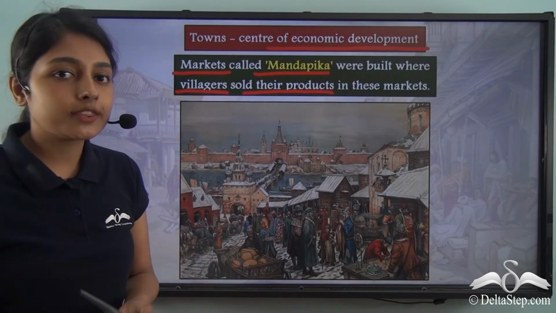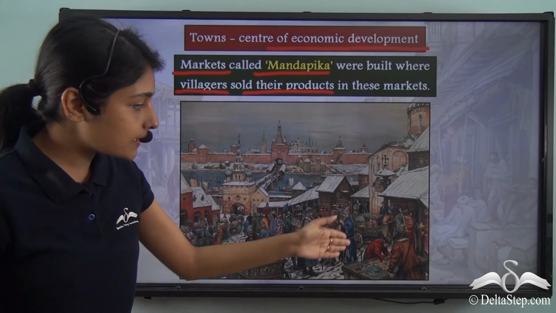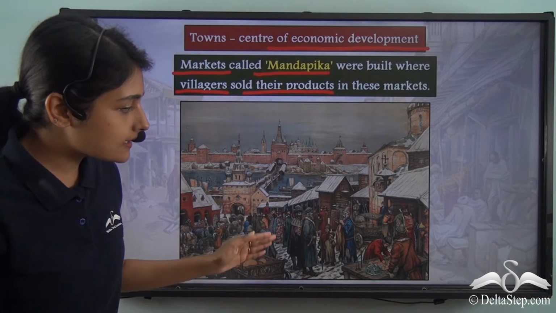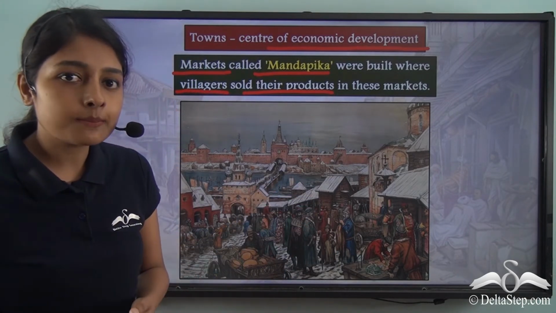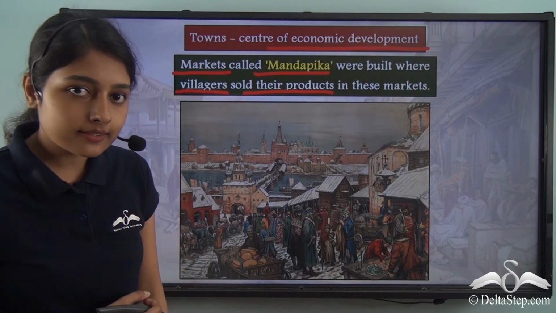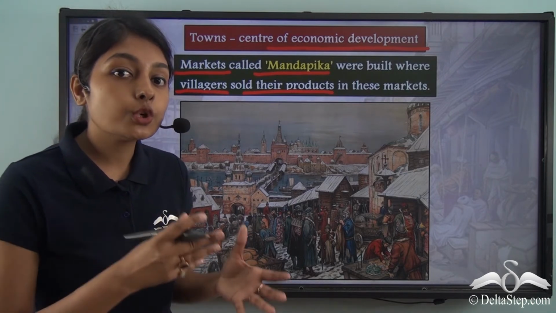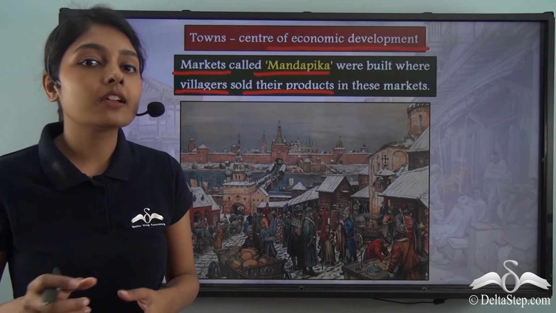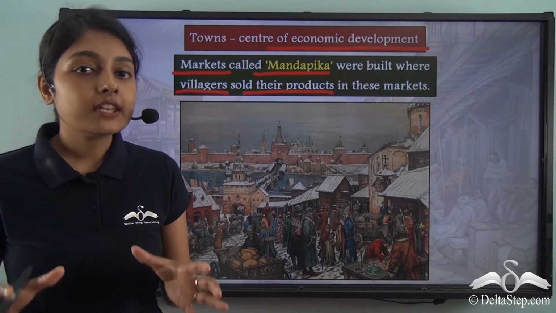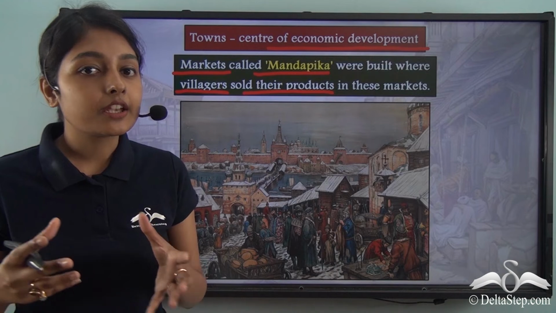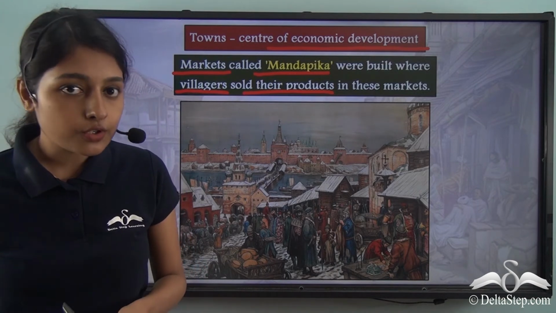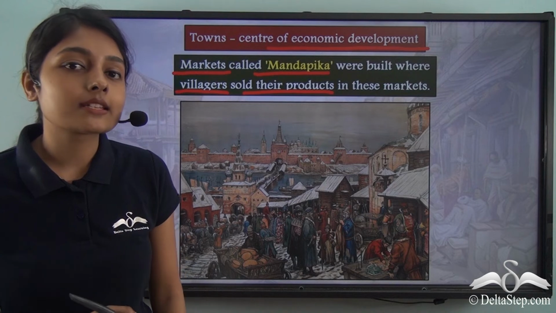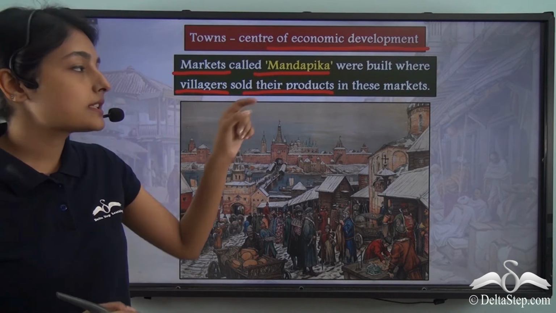Now zoom in on this illustration. What do you see? Roughly this shows you a marketplace, and in this marketplace many people have come to sell their own products, and many people have come to buy those products. So this is a place where selling and buying of things take place. Whenever people are staying somewhere, they require goods, and to procure those goods, markets were built, and the markets built in the temple towns were known as mandapika.